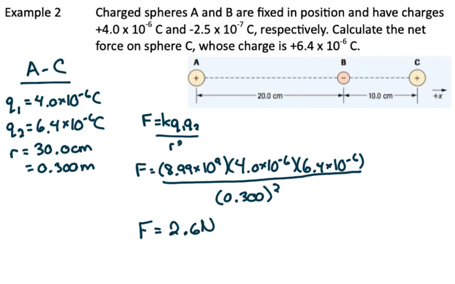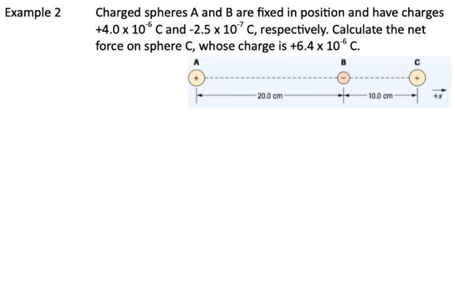And in a question like this, because we are dealing with the overall force, the direction is important. Since this is repulsive and C is the sphere that can move, this force will push C to the right. We also need to calculate the force between B and C. I'll just clear off the page to do that.